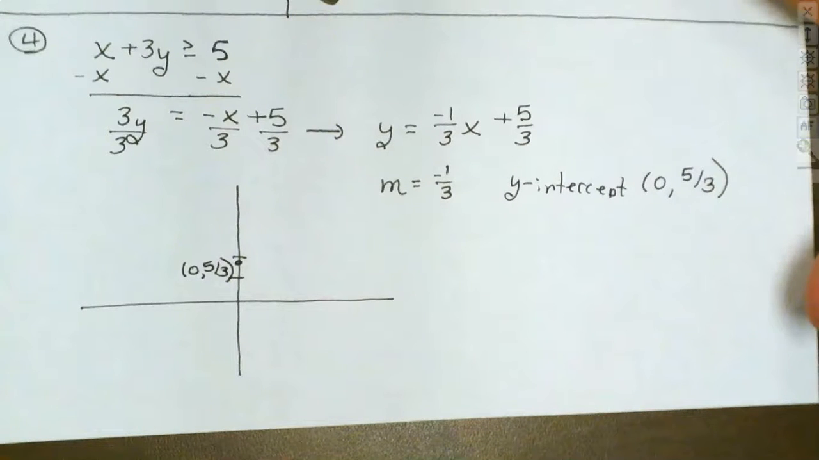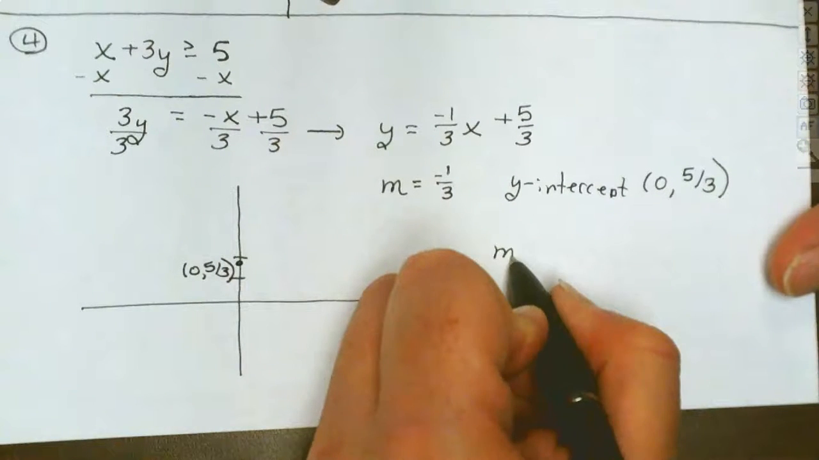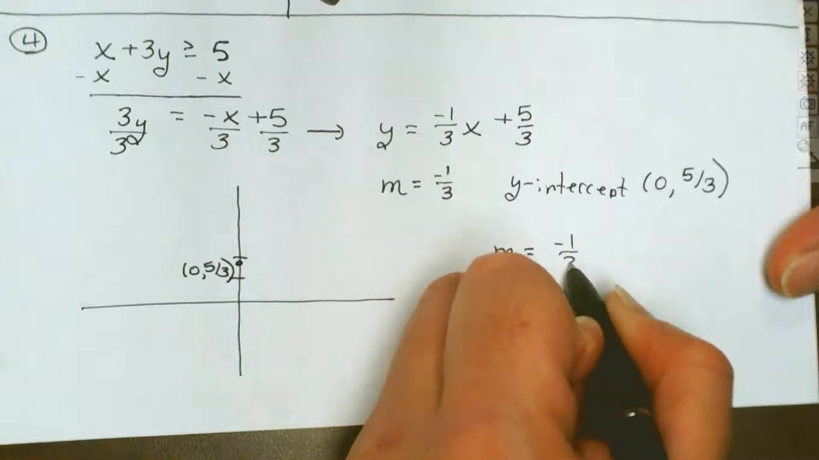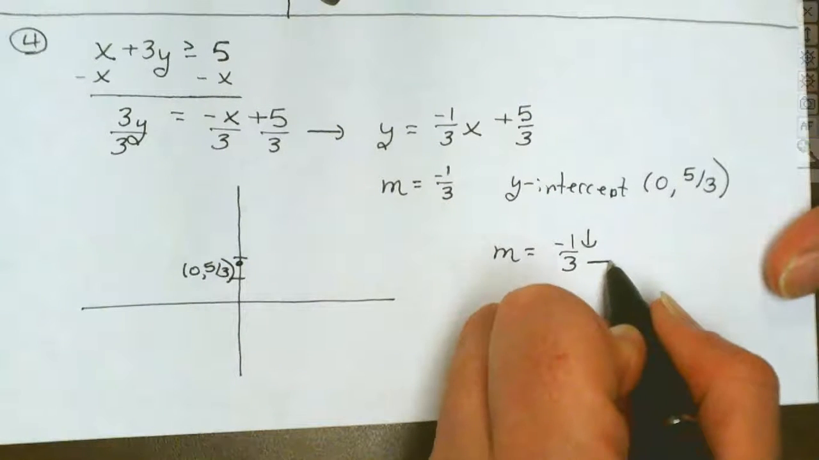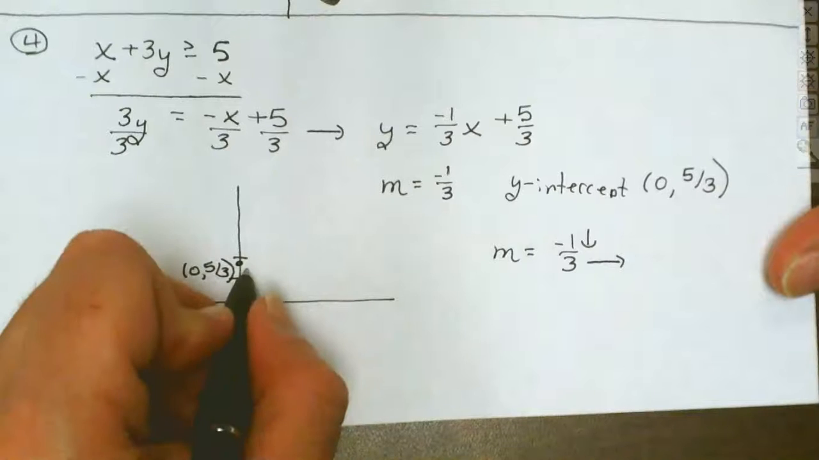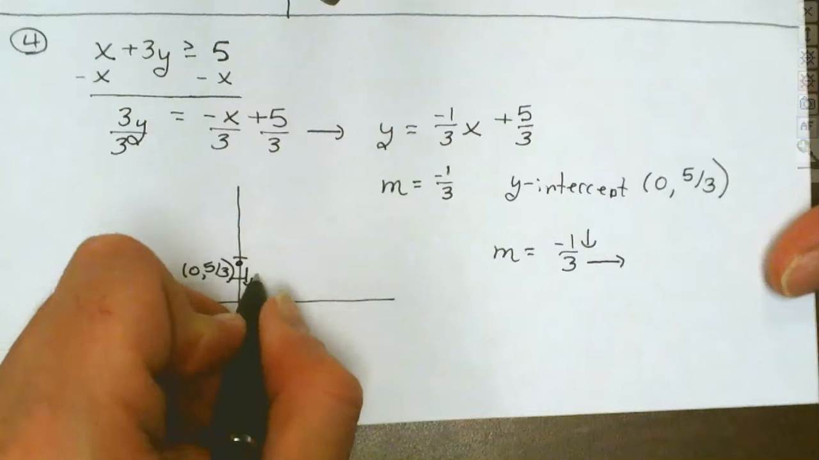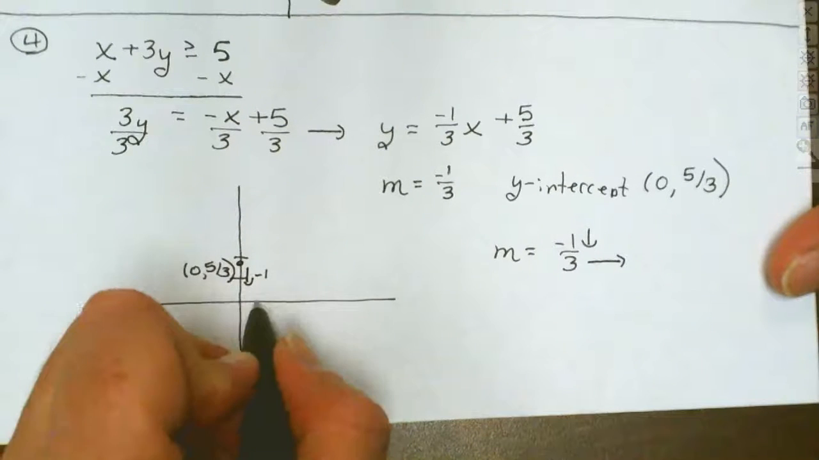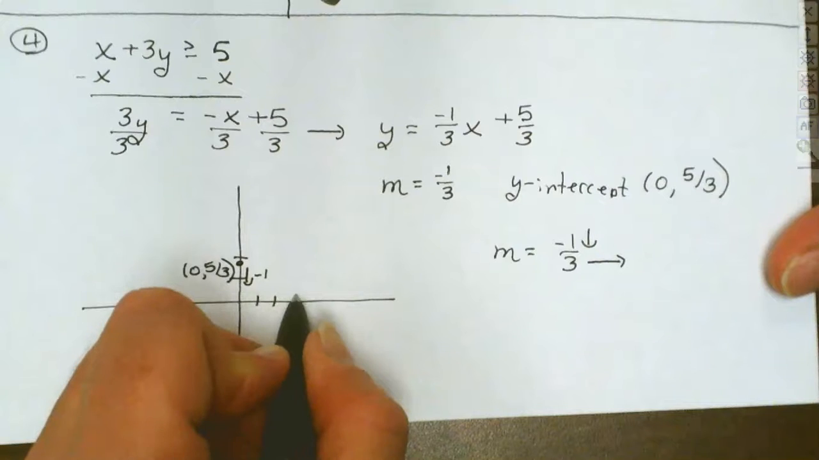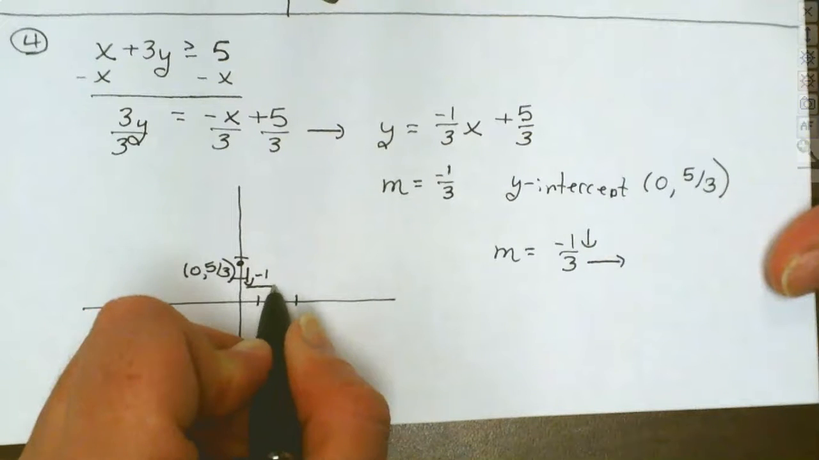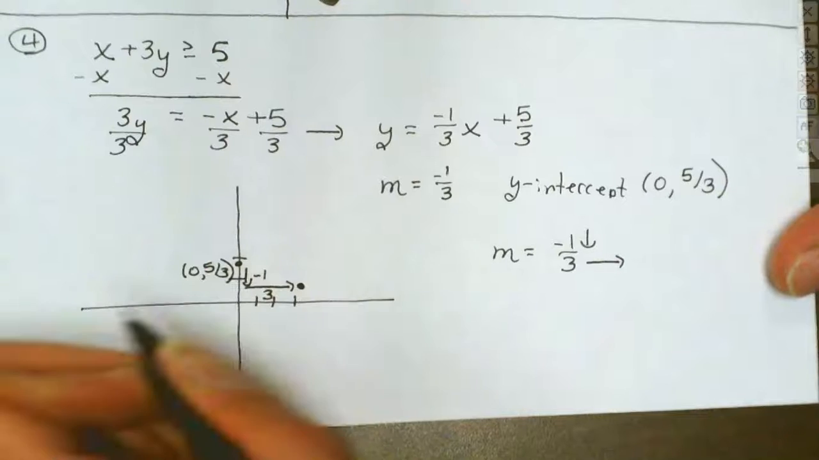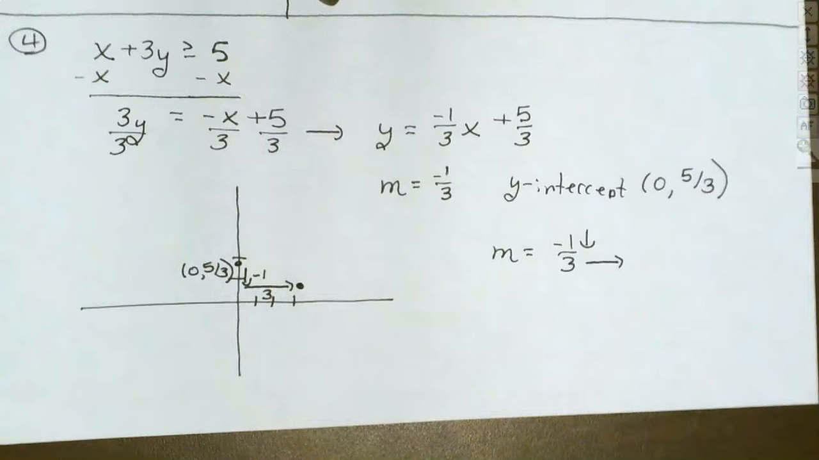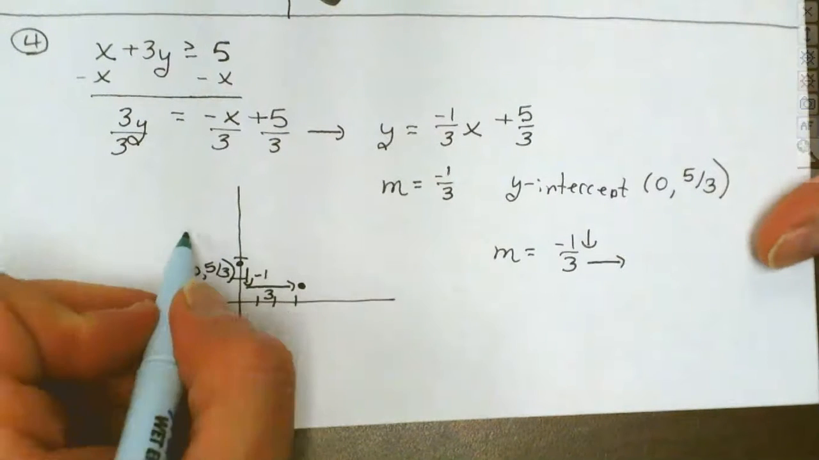And then what are we going to do? Our slope is minus 1/3. So that means we need to go down 1 and over 3. So we're going to go down about 1 unit, and then we're going to go over 1, 2, 3 units. So down 1, over 3. Make your new dot. Connect them together. We're going to use a solid line again.